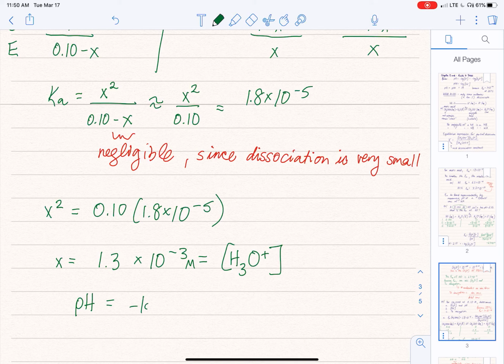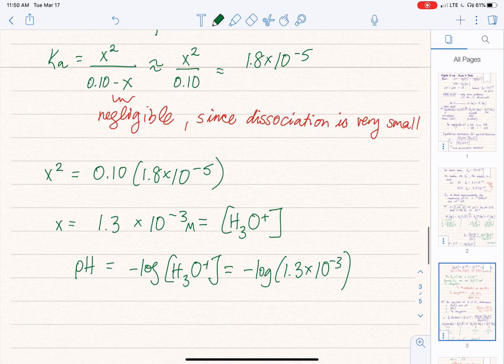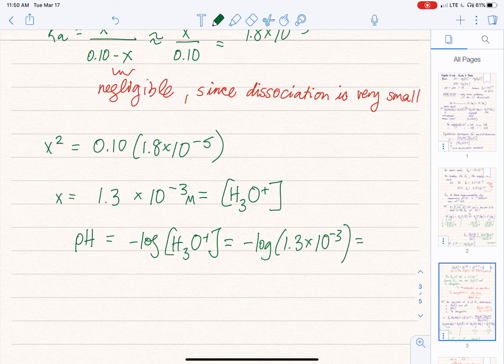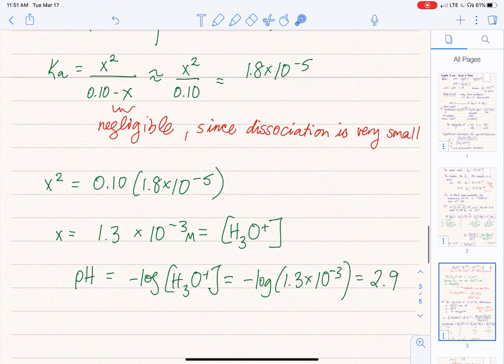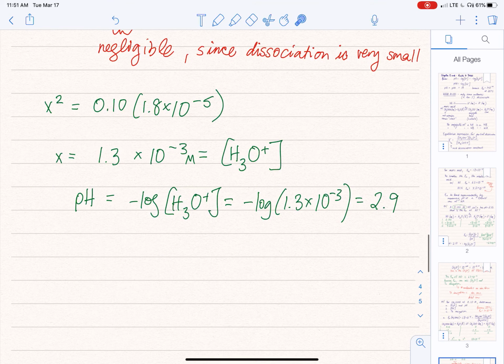Well, that's easy. pH, of course, is equal to the negative log of the hydronium ion concentration. So a negative log of 1.3 times 10 to the minus 3. I kept all digits, so when I did this, this came out to about 2.9. So this is the answer to the first part of the question that I asked. The hydronium and the pH at equilibrium are going to be 1.3 times 10 to the minus 3 molar and 2.9 respectively. So that was the answer for part A.